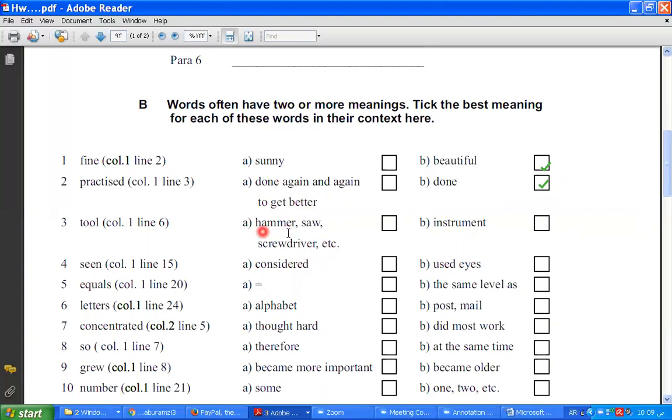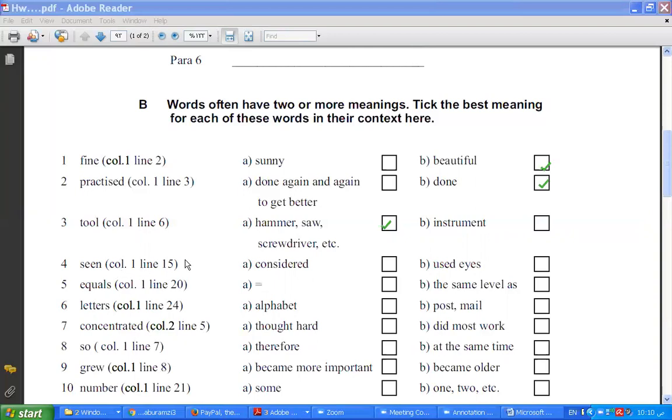Yes, your answer is true here. You can say it is a tool like any tool, like the hammer and the saw for the carpenter, and for the artist it is the pen or the painting brush. Seen means you can see with your eyes or you can consider. See, you can consider, a figurative expression. In line number 15, paragraph in column 1.